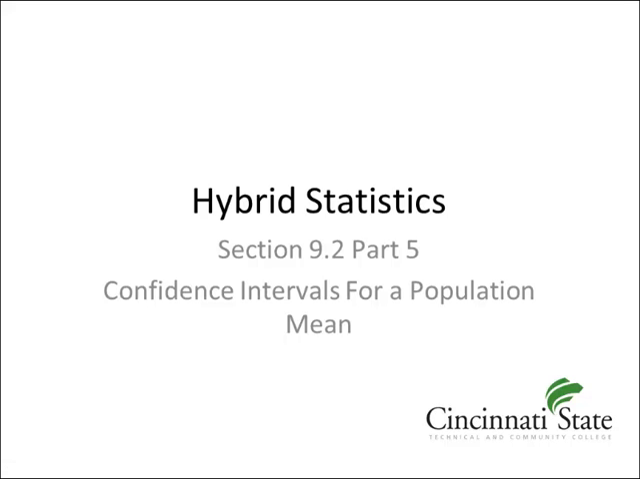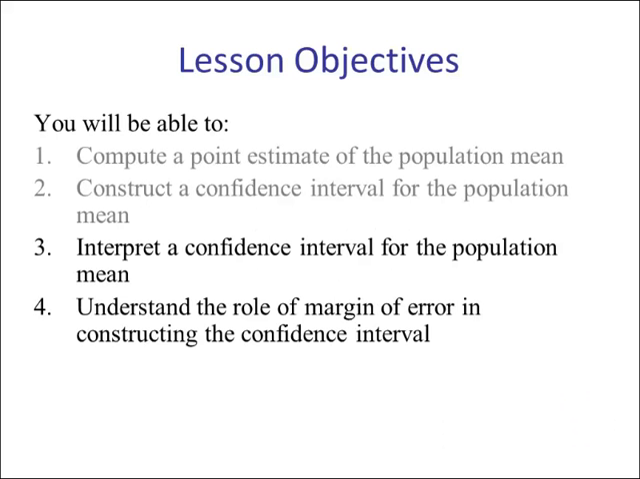Section 9.2 Part 5: Confidence Intervals for a Population Mean. Lesson Objectives: Interpret a confidence interval for a population mean. Understand the role of margin of error in constructing the confidence interval.